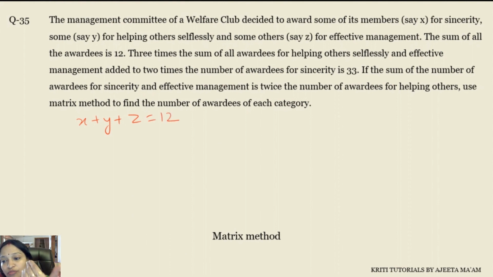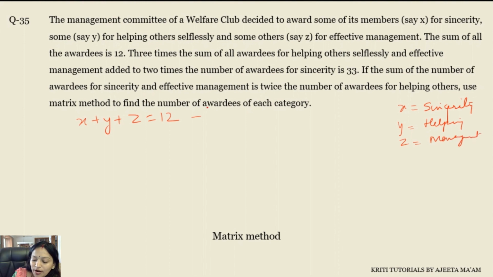3 times the sum of the awardees for. अब आपको यहाँ पे बहुत पर्टिकुलर होना है. If you want you can write it in left hand side कौन सा किसका है. So let's write it. X for sincerity. तो हमें बार बार क्वेश्चन नहीं पढ़ना पड़ता है. Y for helping others selflessly. Helping लिख देते हैं. Okay. And Z for management. शॉर्ट में आई हैव रिटन, कोई मार्क्स नहीं है उसके. सो पहला इक्वेशन तो हमारा डायरेक्ट था.